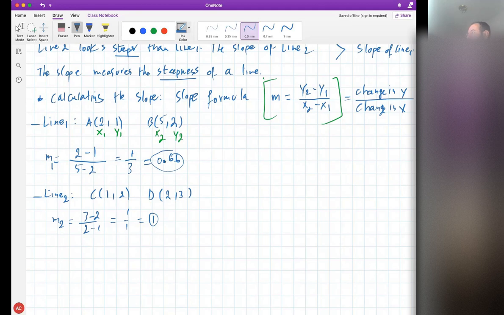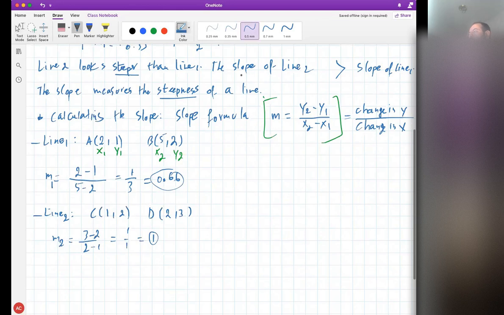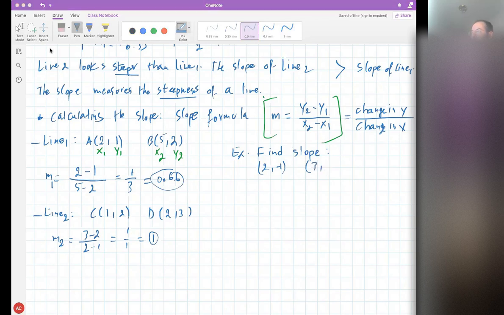So you don't have to read the points from a graph every time, unless you don't have any points, so you may need to read them from the graph. But most of the time, you'll be given points. For example, I'll say find the slope or calculate the slope. I'll give you a couple of points. Let's say 2 minus 1, another one, maybe 3, and maybe 4.